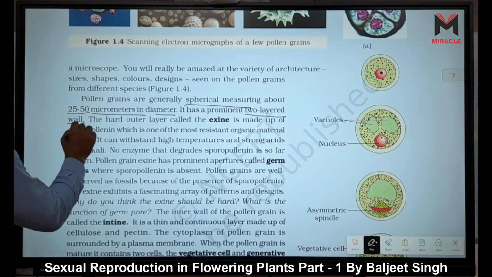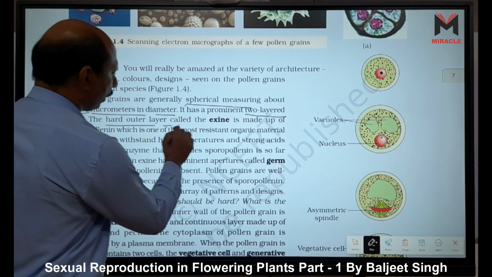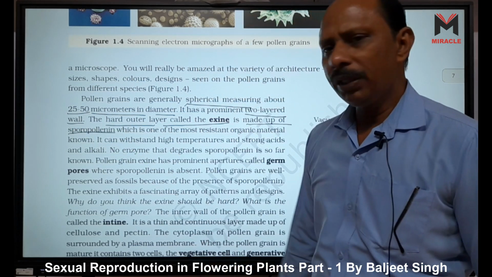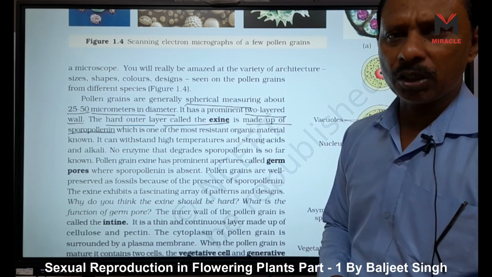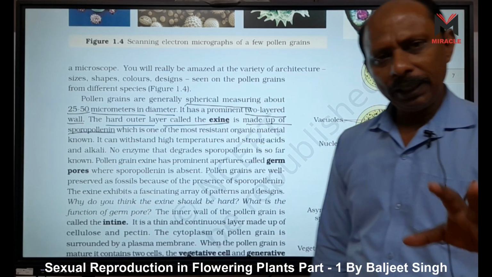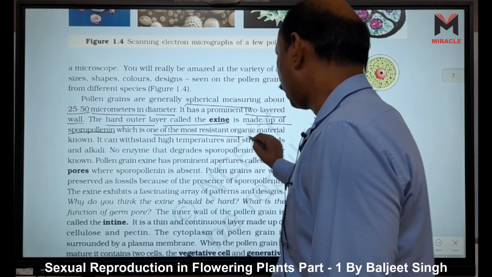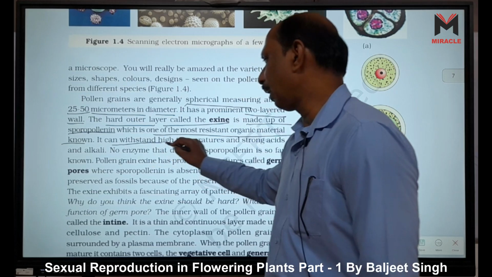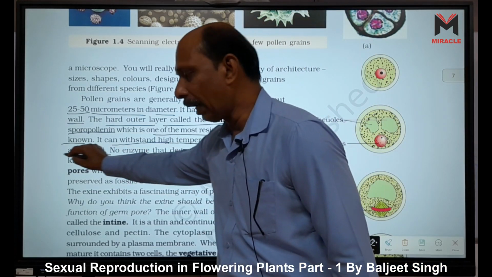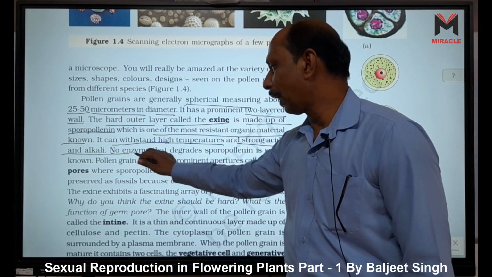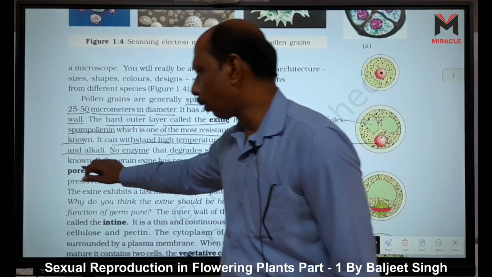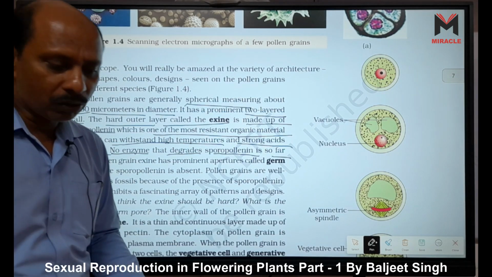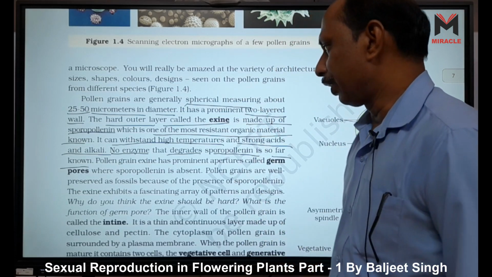It has a prominent two-layered wall. The outermost, hard outer layer is called exine, which is made up of sporopollenin. Sporopollenin is the hardest part in the plant kingdom, as teeth are the hardest part in animals. It is one of the most resistant organic materials known. First, it is non-biodegradable, right? It can withstand high temperature and strong acids and alkali. One very amazing thing is that no enzyme that degrades sporopollenin is so far known. That's why in fossils we get pollen grains in good condition.